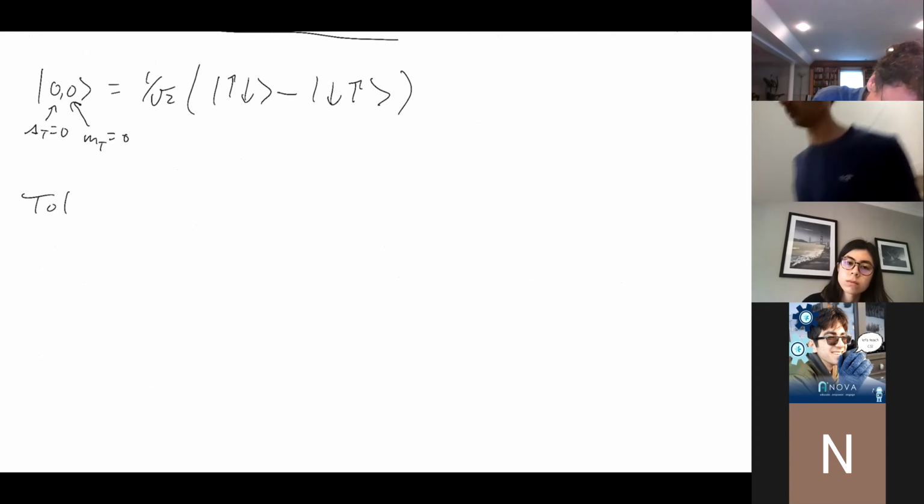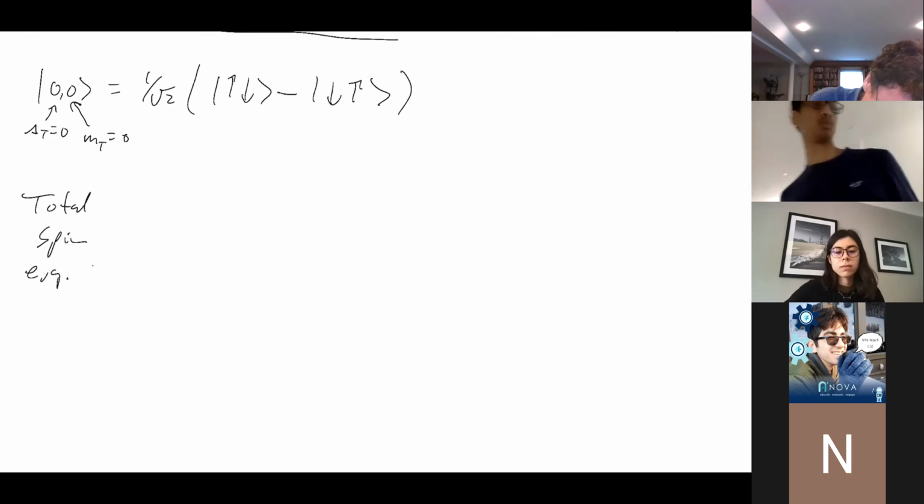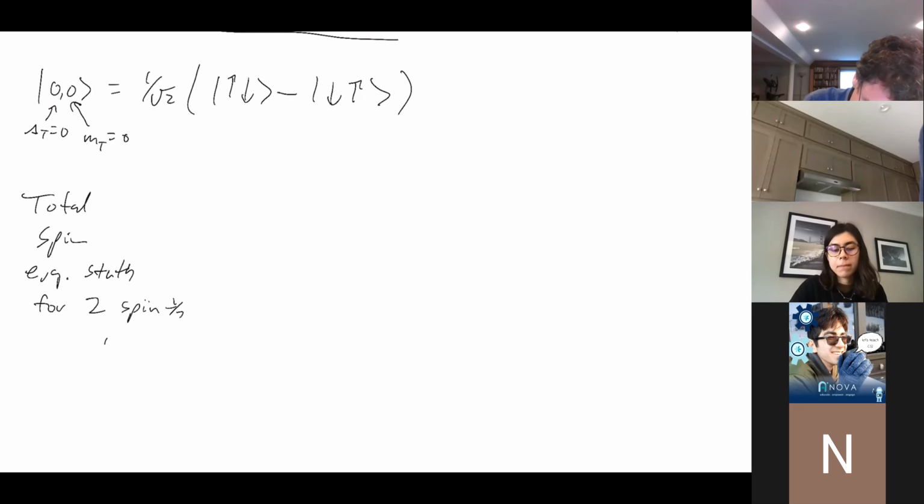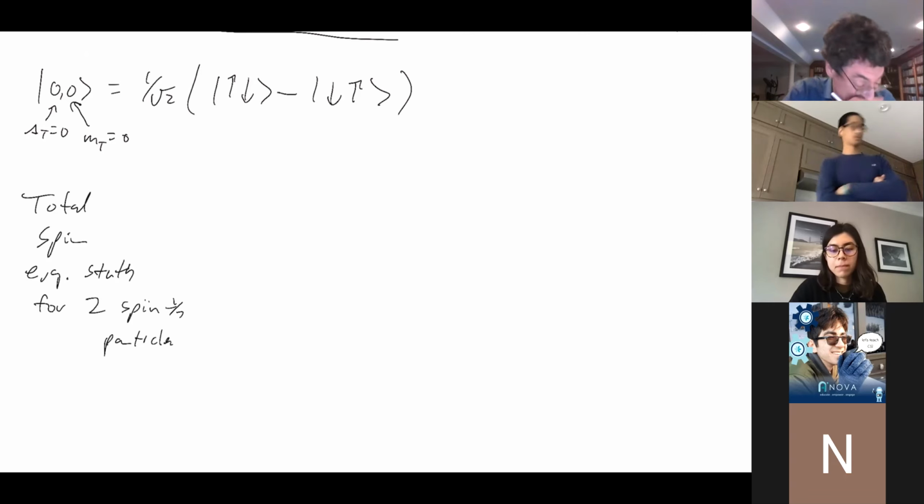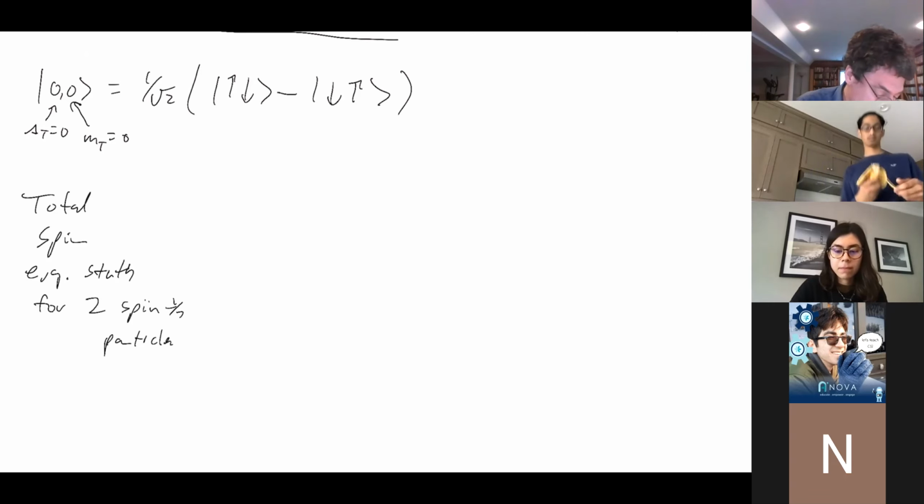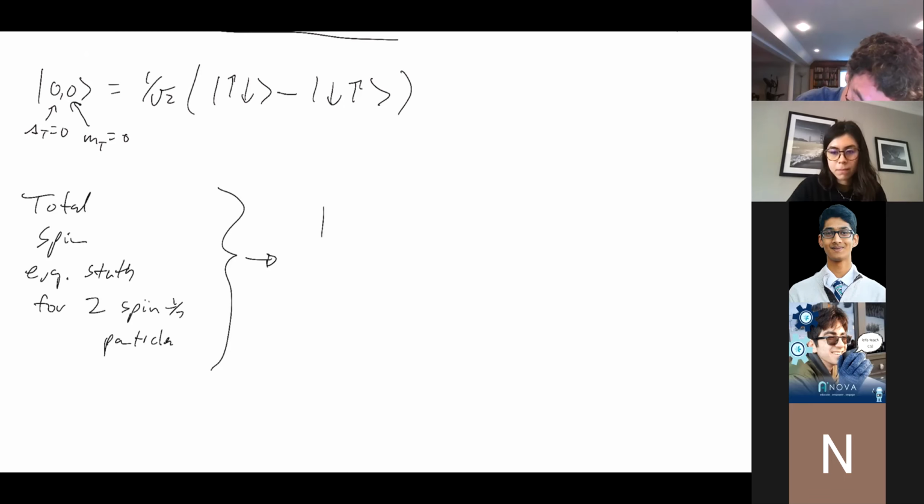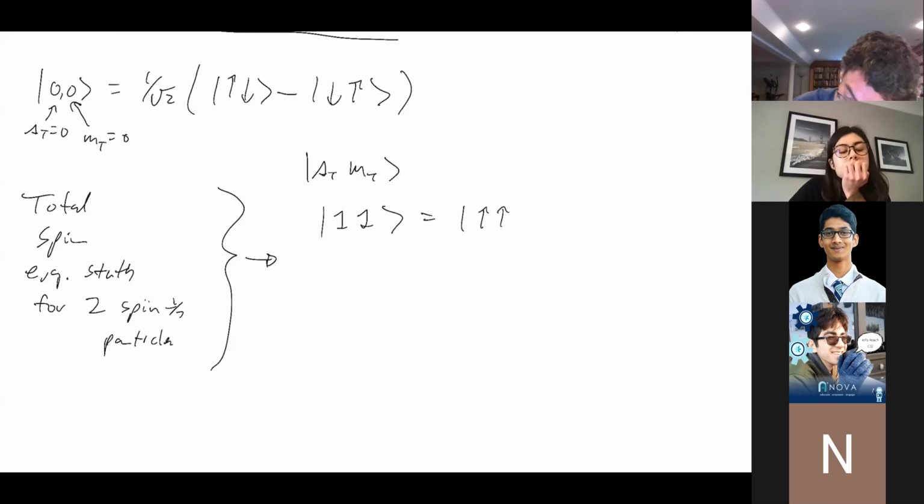And so we have now the total spin eigenstates for 2 spin 1/2 particles. And those eigenstates are as follows. I'll write them here. Remember the eigenstates are S total, M total, that's the notation. And so we have 1, 1 is equal to up, up, because here I have the total spin states and here I have the product. I'm writing them in terms of the product basis.